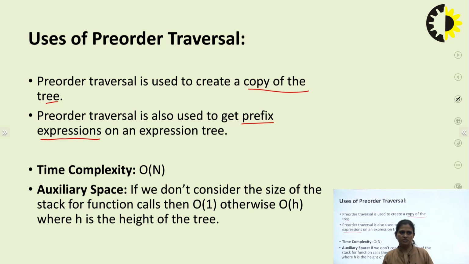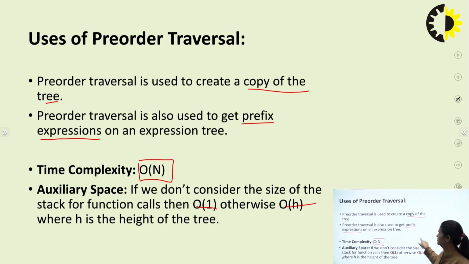The time complexity of preorder is the same as the INORDER traversal, that is big O of N, and the auxiliary space, if we don't consider the size of the stack for the function calls, is also the same as the INORDER tree traversal, O of H, where H means height of the tree.